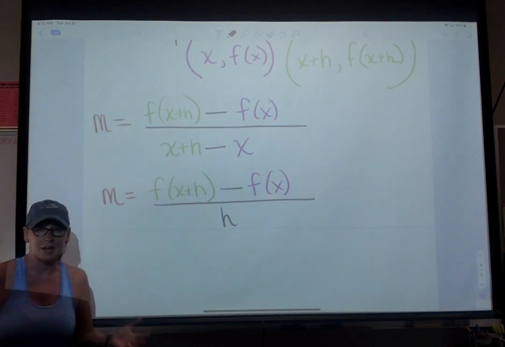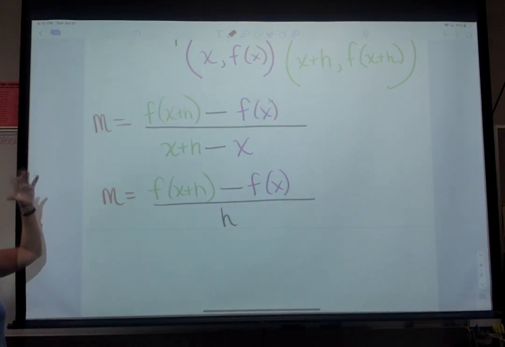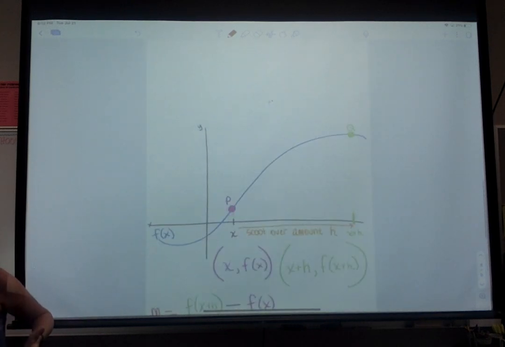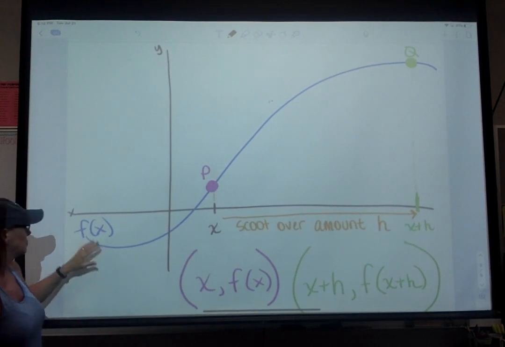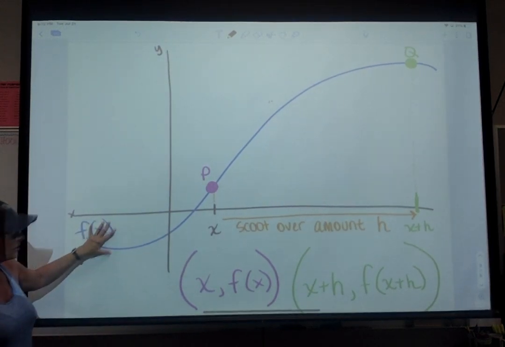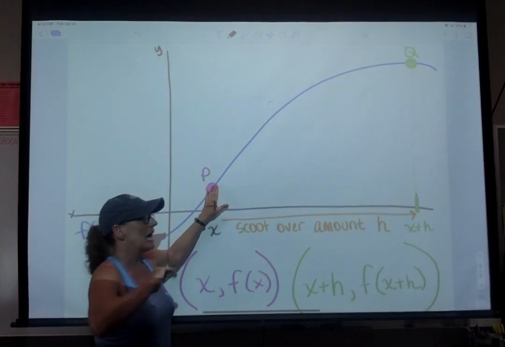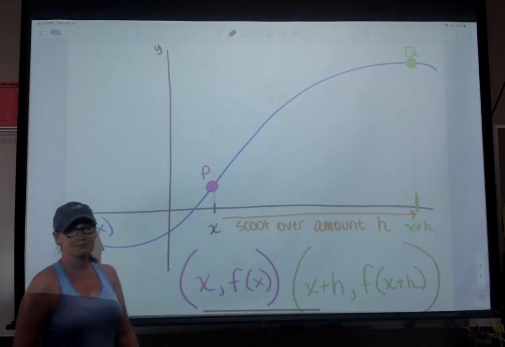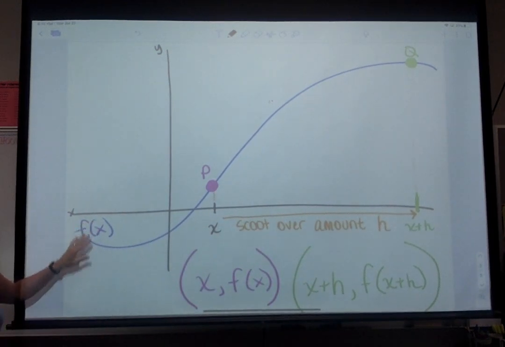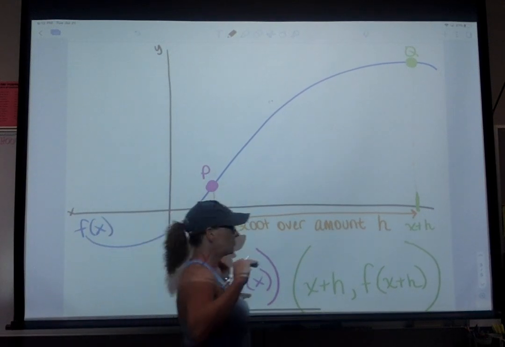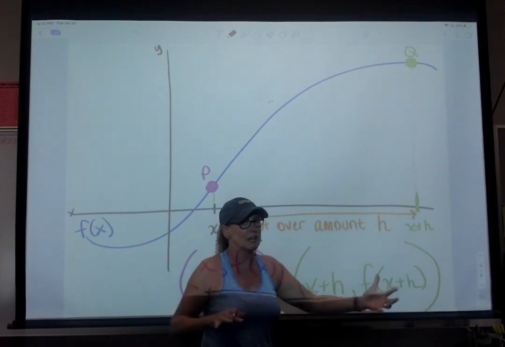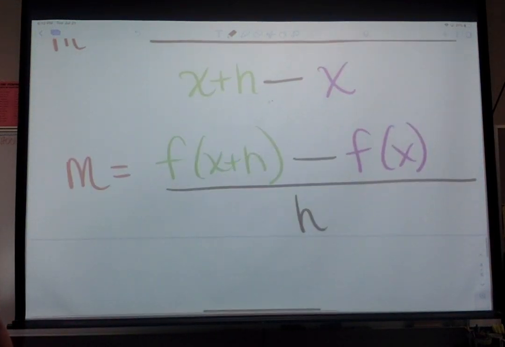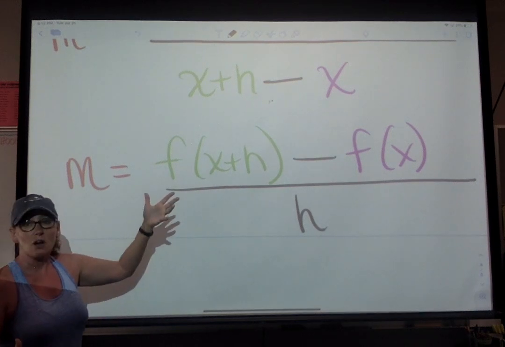Why on earth would you do that, you say? Well, in calculus, we want to be able to do average rate of change for any function starting at any point and scooting over any amount. Any function, any point, scoot over any amount. That's why it's so vague. That's why I didn't let you use numbers. And we end up with this. And now, this has another name for it. It's called the difference quotient.